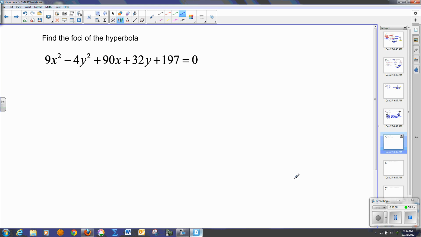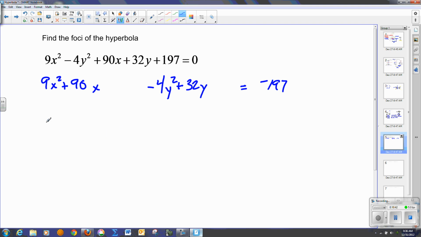Let's go to the next example. We're going to find the foci of this figure. Very similar to the last problem, except once again, I'm not in the standard form, so I'm going to have to complete the square, and we do that similarly to the way we did it with our ellipses. We're going to take and group x terms and y terms together, and then we're going to take the constant term over to the other side.